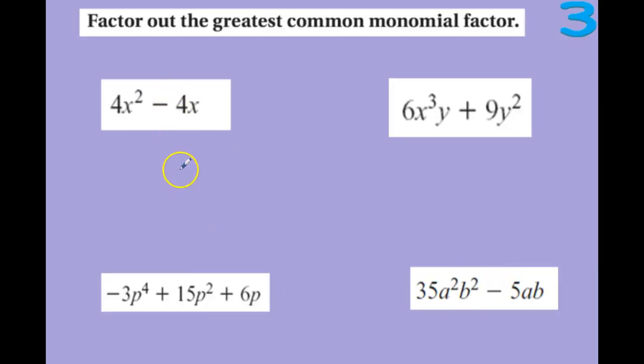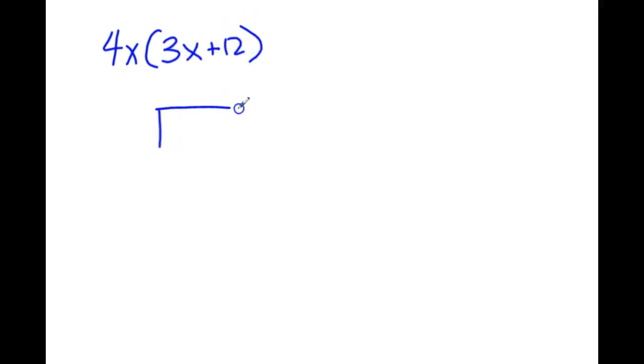Alright, now we're going to learn a new skill that we can apply to the skill we just practiced. So in the past, let me just bring up a blank slide for a second. We took two numbers. For example, if I wanted to multiply 4x by 3x plus 12, I would draw a box and I would multiply 4x times 3x plus 12, just like that.